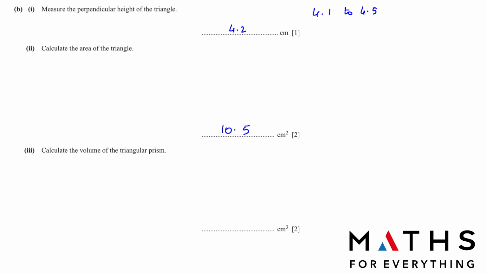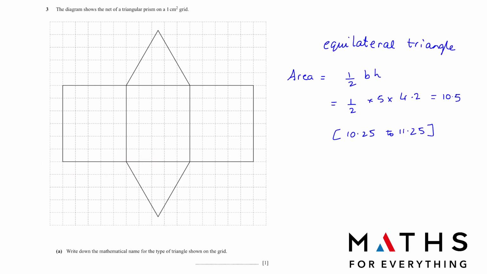Square centimeter. Next, calculate the volume of the triangular prism. To find the volume of a prism, we can just write the area of the cross section multiplied by the length.